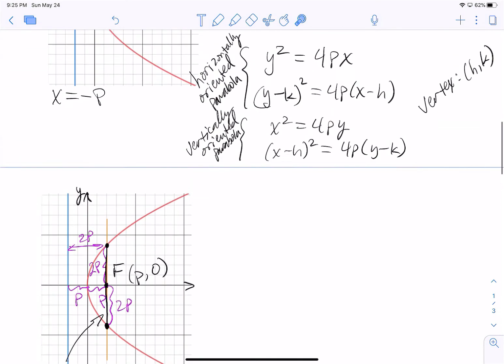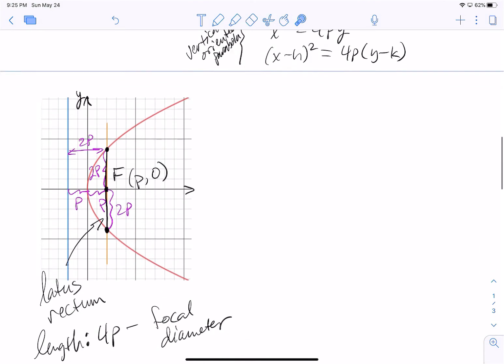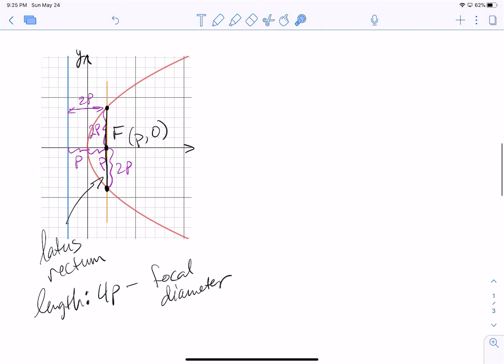Now, I'm not going to go through a bunch of exercises with you and manipulate these equations with y squared equals 4px, and h and k and all of that. You have done that in previous classes. What I'm going to do is just explore this shape a little bit.